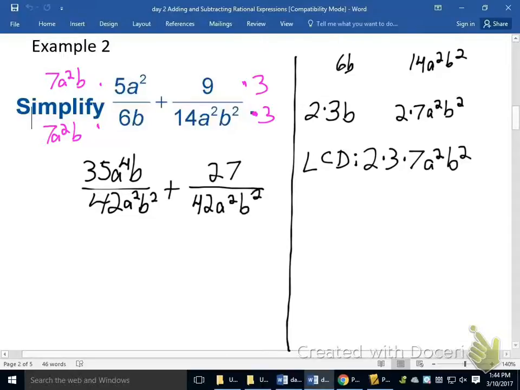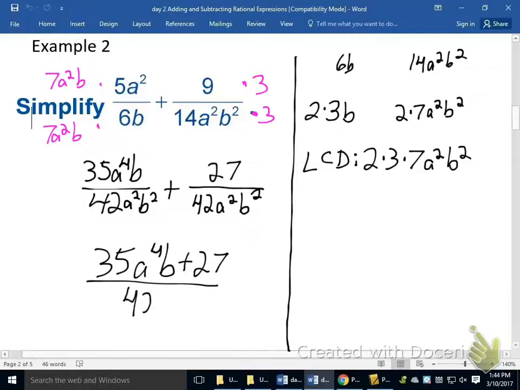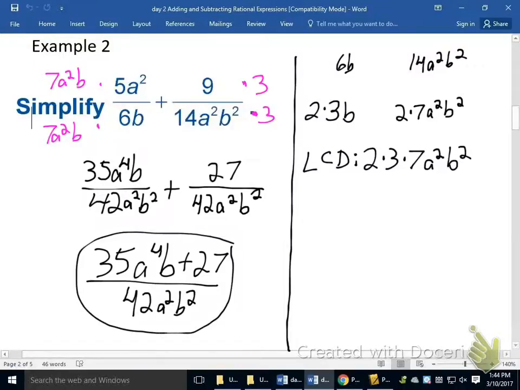And now the denominators are alike, so I'm going to be able to combine this to 35 a to the 4th b plus 27 being divided by 42 a squared b squared. Where you'd want to go is you'd want to factor this apart any that you can and cancel out anything that you can. But this is wrapped up now.